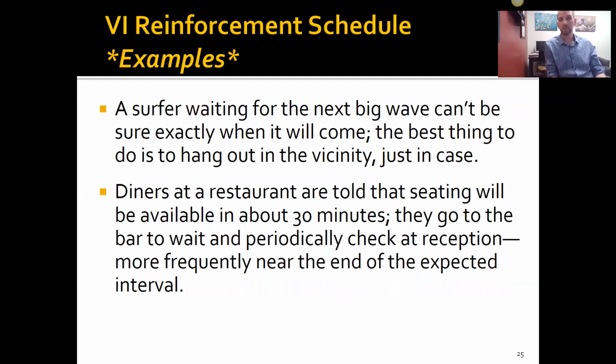And then variable interval is where you have unpredictability in the time period, right? The fixed interval, you knew exactly how much time needed to pass before you can get another reinforcement. But let's say you're a surfer and you're waiting for the next big wave, you don't know when that will come. It's hard to predict, and so you just hang out in the vicinity just in case.